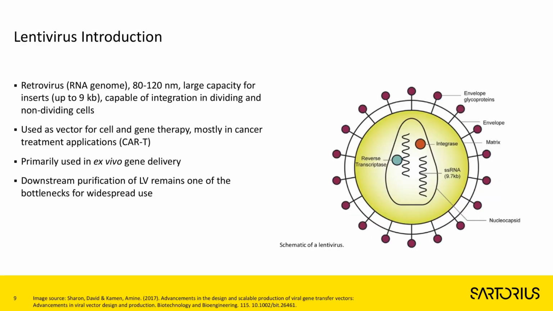First, just to give you a brief background on the lentivirus. Lentivirus is a retrovirus, meaning it has an RNA genome, or specifically, it has two copies of an RNA genome. It is about 80 to 120 nanometers in size, and it has a large capacity for inserts, up to 9 kilobases. It is capable of integration in both dividing and non-dividing cells, making it a very suitable vector for cell and gene therapy.